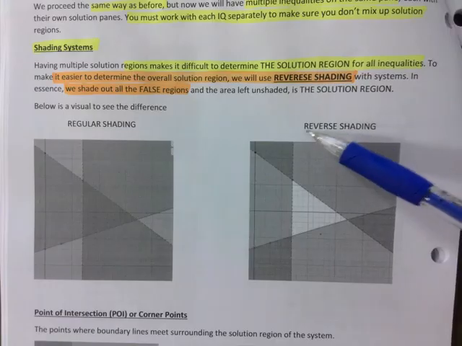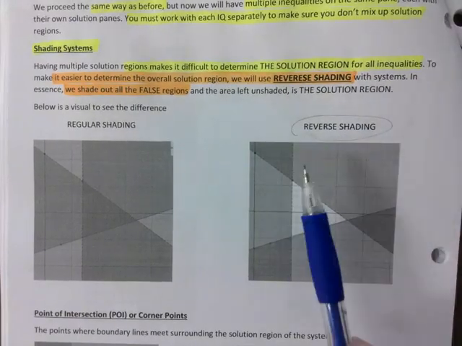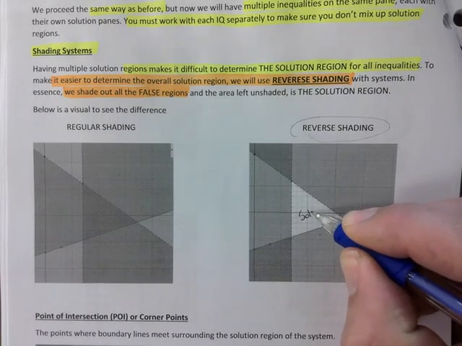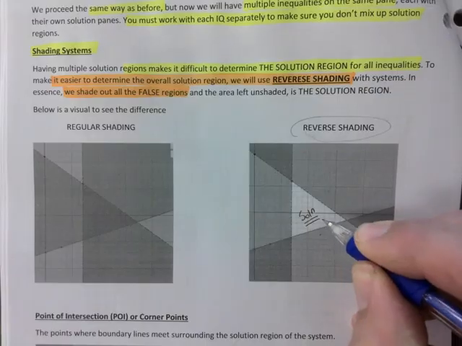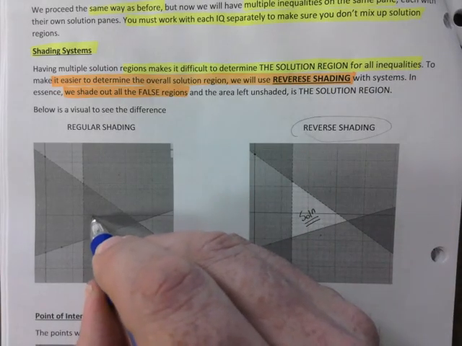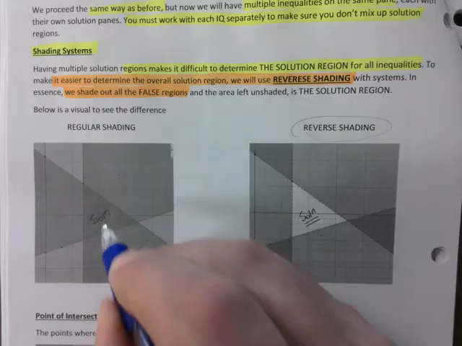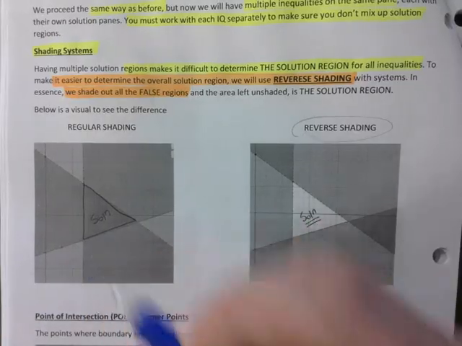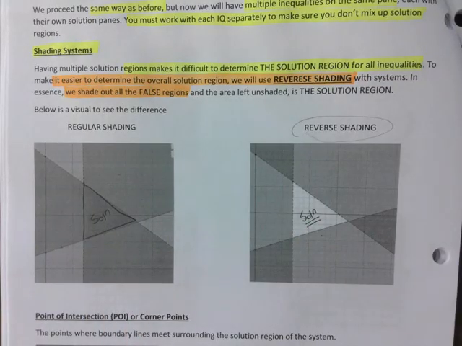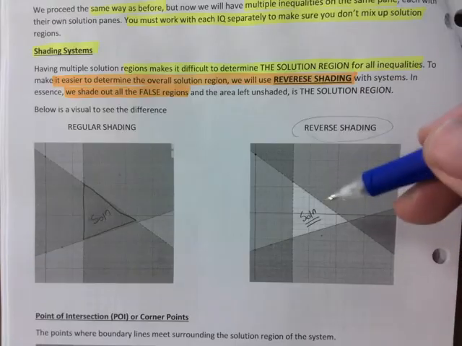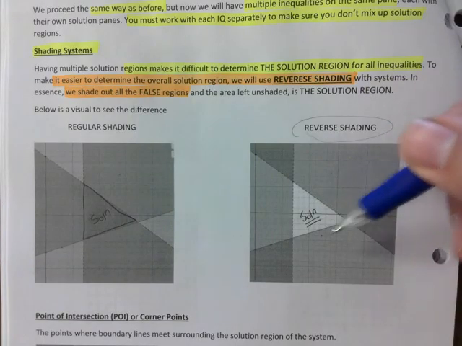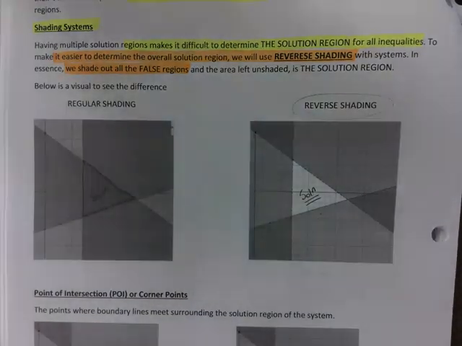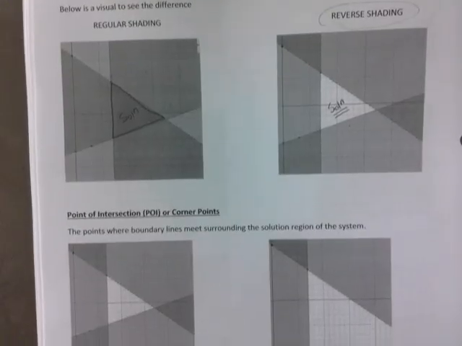And in reverse shading, we shade all the false regions. So this is my solution region. And let's go over here to this other one and say this is technically my solution region here as well, this one right here. But you have to agree that this is easier to see. Much easier, right? If you don't agree with me, that's fine, but I'll stick to it.